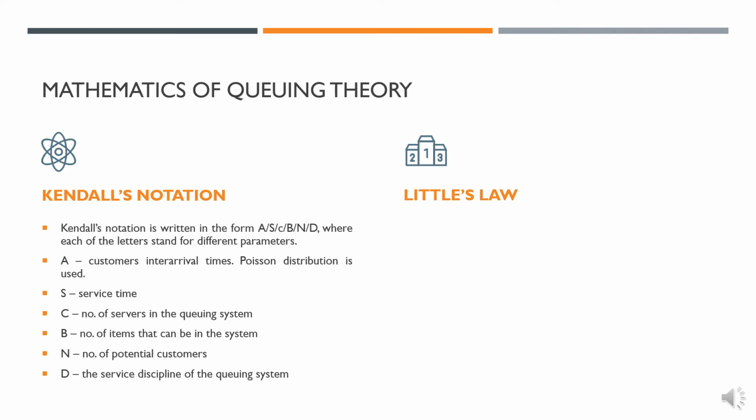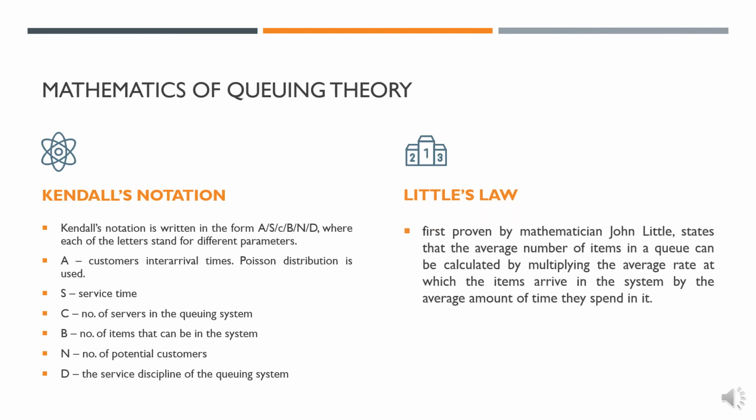Next is Little's Law. It was first proven by mathematician John Little, and it states that the average number of items in a queue can be calculated by multiplying the average rate at which the items arrive in the system by the average amount of time spent in it. In mathematical notation, this is Little's Law.